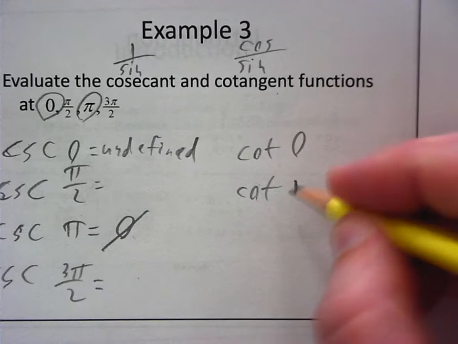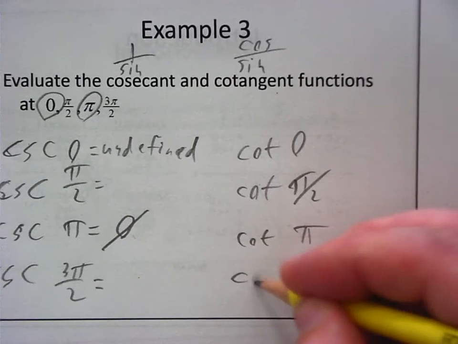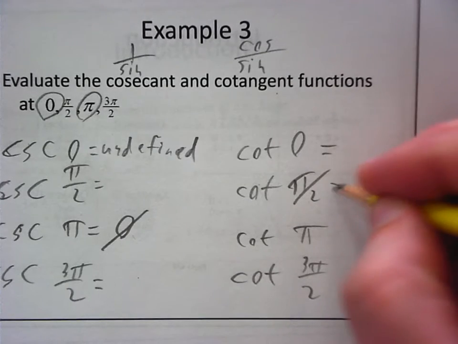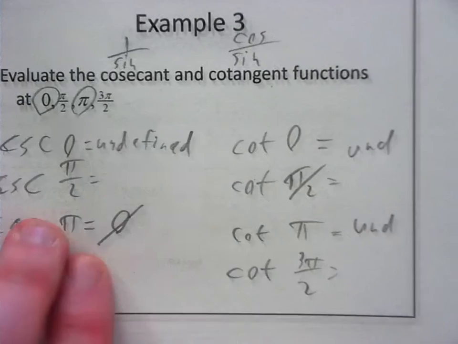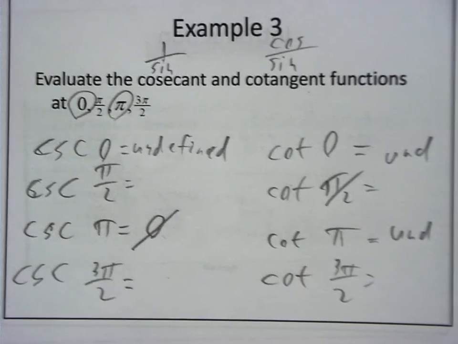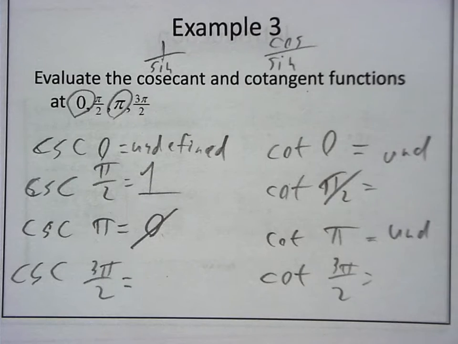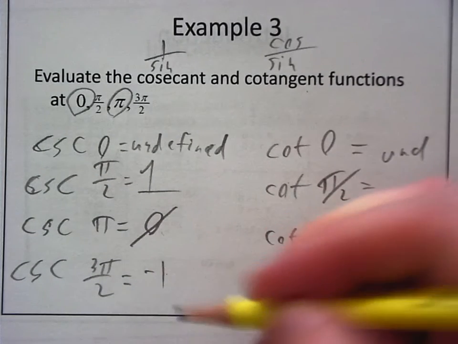Now, it's going to behave slightly differently when I'm looking at the other 2, though. So these are going to be undefined here and here. What about cosecant of pi over 2? Well, what's sine of pi over 2? 1. So then what's cosecant of pi over 2 going to be? Reciprocal of 1 is 1. Cosecant of 3 pi over 2? Negative 1, because the sine is also negative 1.